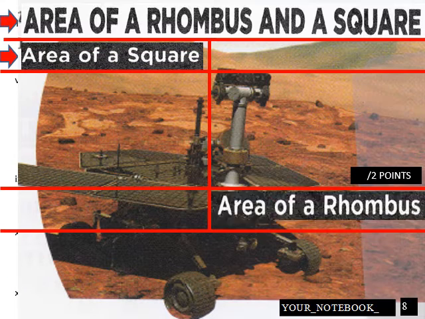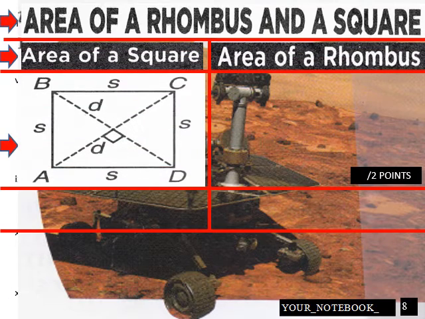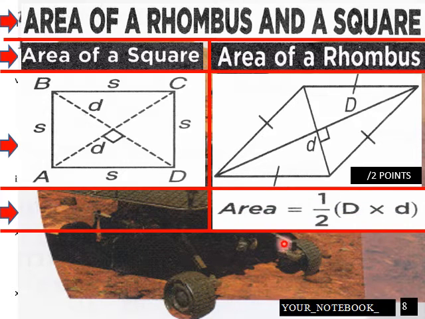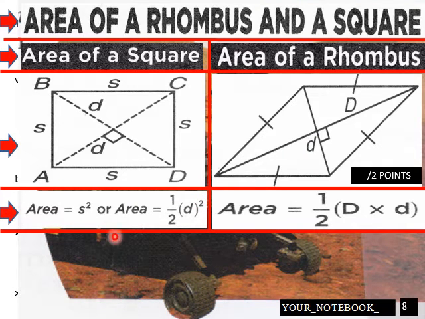Area of a rhombus and a square. Area of a square, area of a rhombus. Here is a square. Here would be a rhombus. For the rhombus, area is 1/2 D times d, so it'll be 1/2 of D times d here. For the square, area will be S squared, so area will be 1/2 D squared.